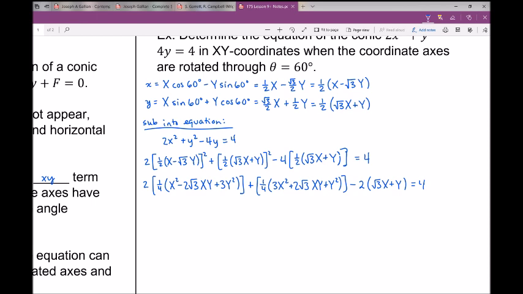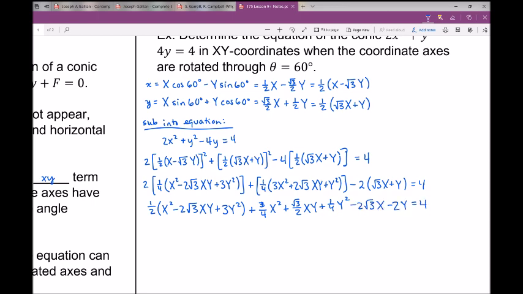So let's multiply the 2 by 1/4. So we get 1/2 times that trinomial now. We have x squared minus 2 root 3xy plus 3y squared plus 1. We can go ahead and distribute this 1/4 through, so we have 3/4 x squared plus root 3 over 2 xy plus 1/4 y squared minus 2 root 3 times x minus 2y is equal to 4.